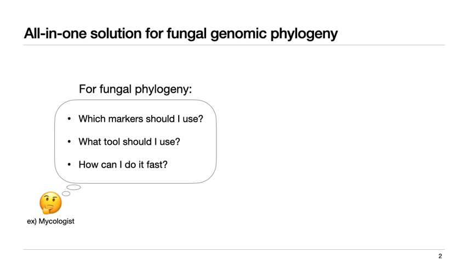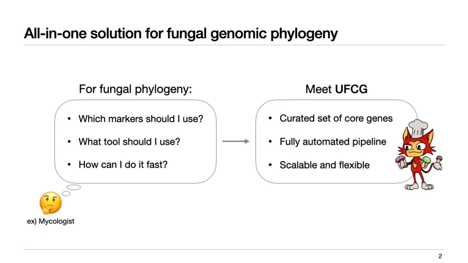UFCG provides an all-in-one solution for fungal genomic phylogeny. Think about a mycologist here who wants to perform a fungal phylogenetic study. He or she might have questions such as which marker should I use, or what kind of tool should I use to draw a phylogenetic tree, or how can I do it fast? UFCG provides answers to these questions by providing a curated set of core genes associated with a fully automated pipeline, which is scalable and flexible.